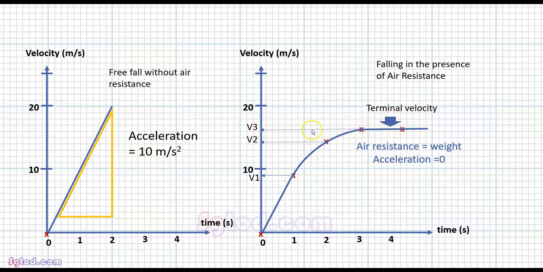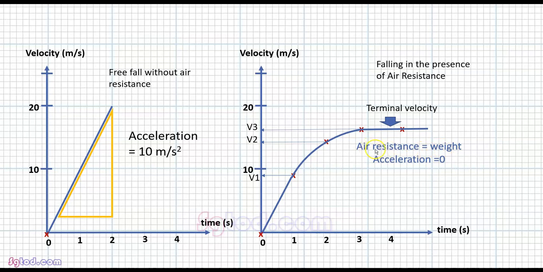Note that when terminal velocity is reached, the object is still falling. It is not floating in the air. The object is falling, but its velocity is not increasing. This is the maximum velocity that the object can reach. Note also that this is a stage where the downward weight, that is the force of gravity exerted by the Earth, equals the upward air resistance.